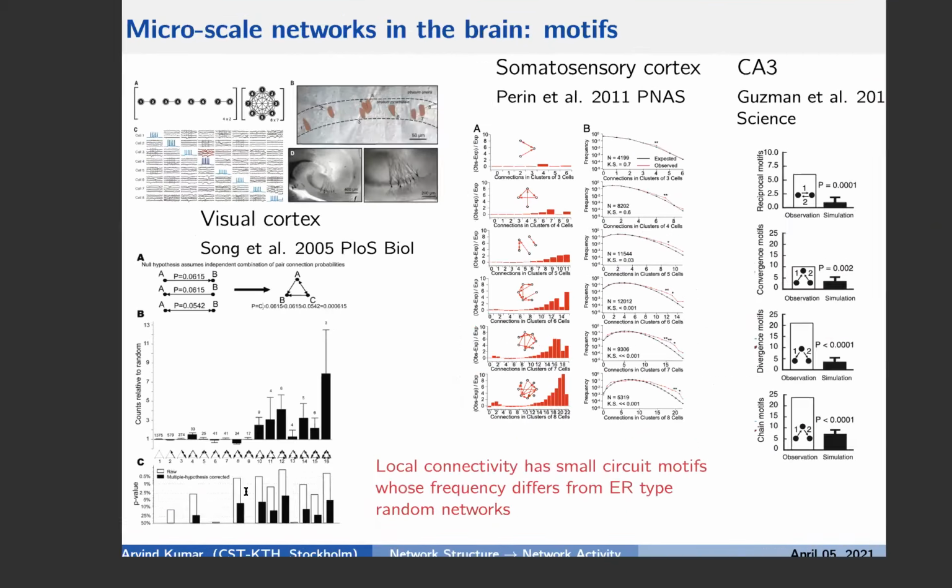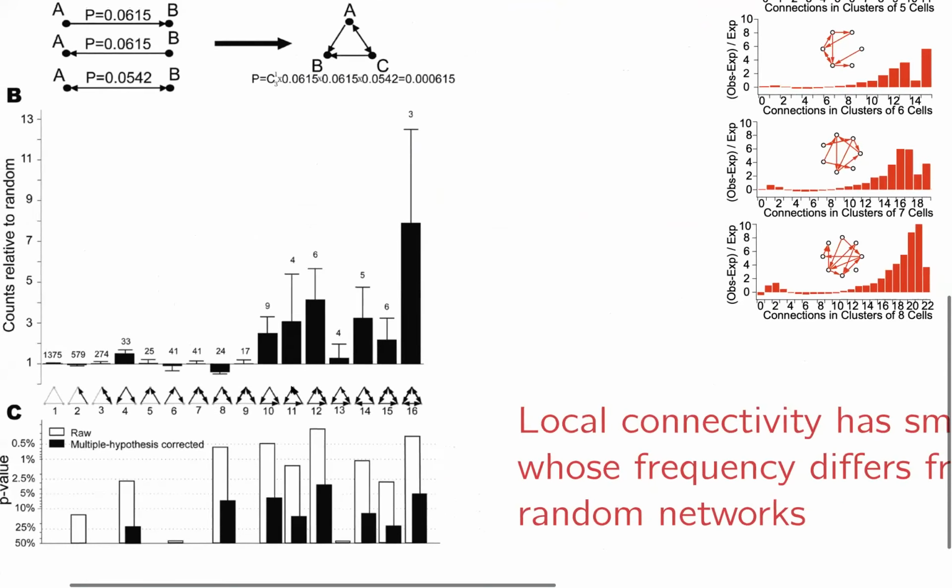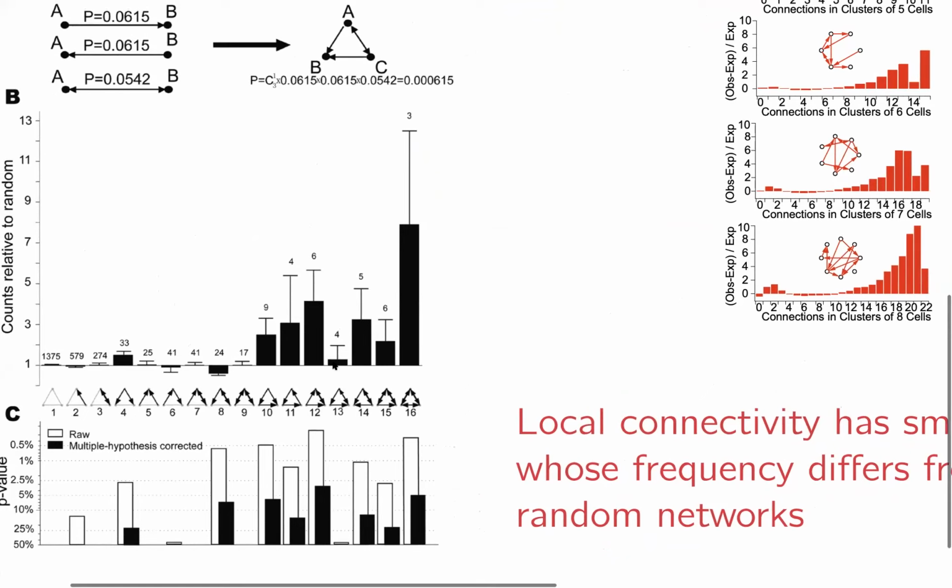This could be demonstrated by counting the probability of finding motifs, let's say of size 3, where you ask the question, how likely is it to find a set of 3 neurons which are bidirectionally coupled to each other, or in this form, or so on. At the 3 neuron level, we can find 16 different motifs, and it turns out that these higher order motifs are much more likely in the cortical connectivity than in an Erdos-Renyi type network.